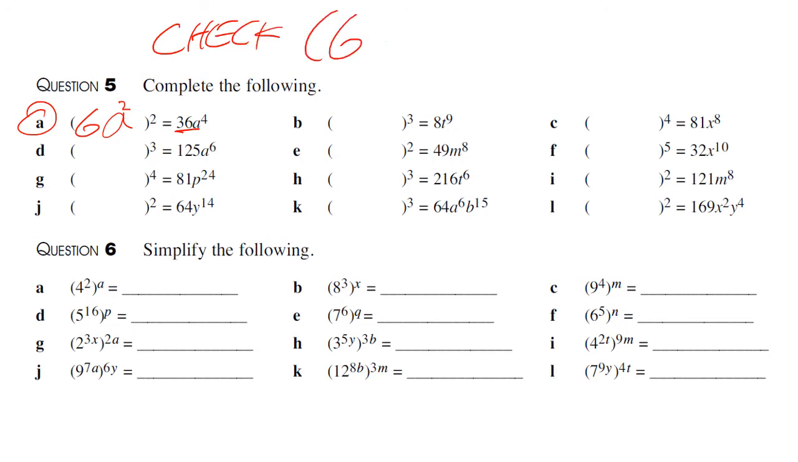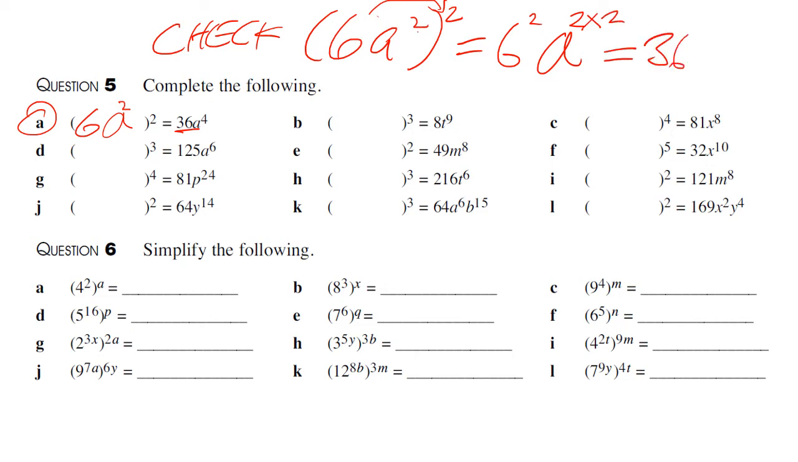If I've got 6a squared and then I square it, 6 squared is going to give me 6 squared. a squared is going to be a to the power of 2 times 2. 6 squared is just 36. a to the power of 2 times 2 is 4. So that equals, which means this is correct.